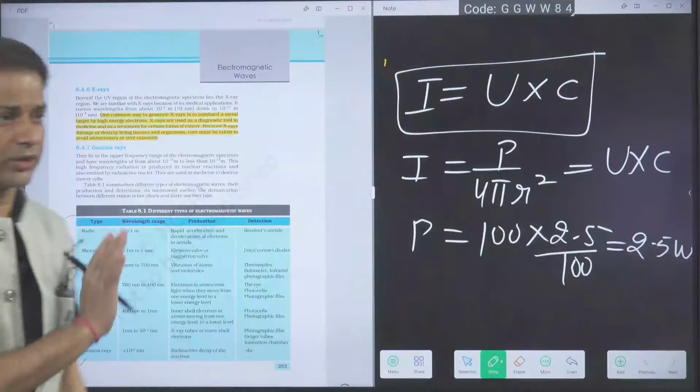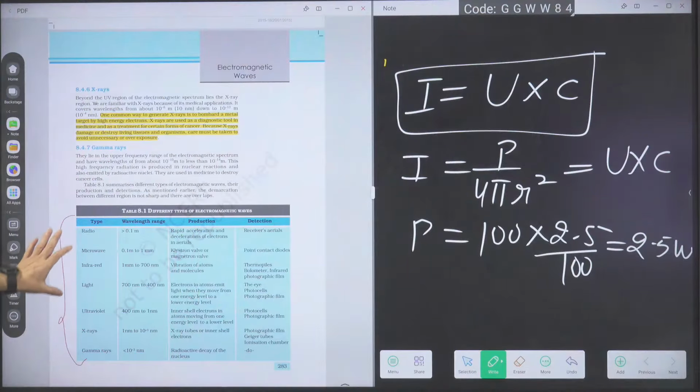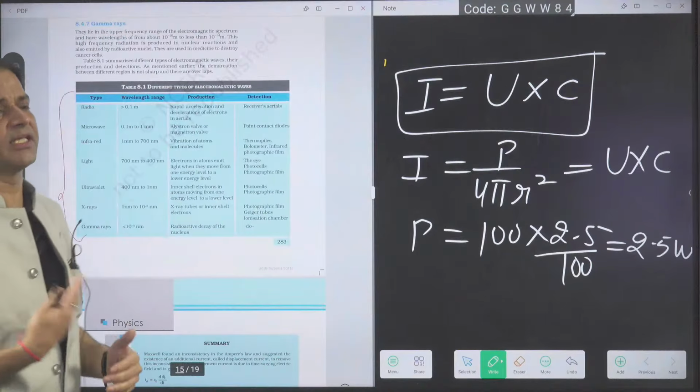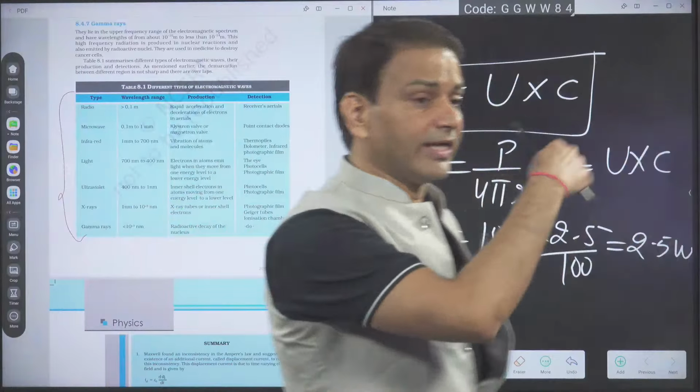First thing, everybody has to read this points again once. And this chart everybody will remember approximately. Some overlapping regions are there, but they will not give the confusing options in the exam. So this everybody has to remember.